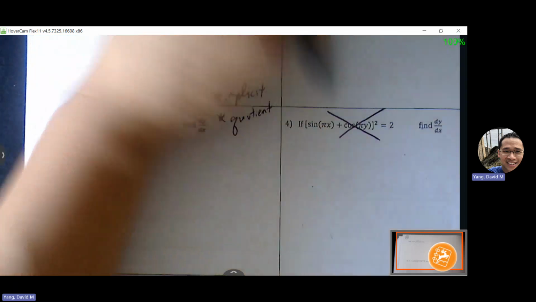We can skip number 4. This is not clean here, so we'll skip number 4.